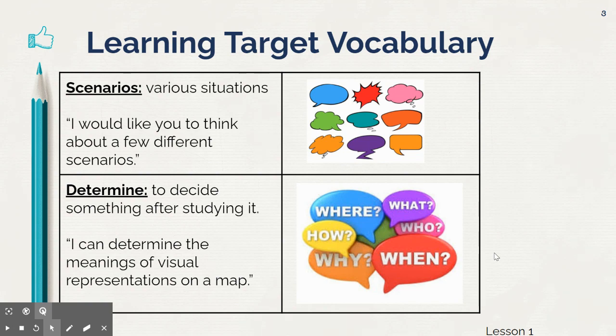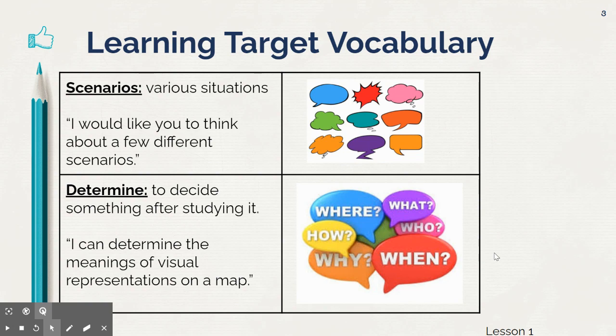So the first word we have here is scenarios, which means various situations. A good sentence example there is, I would like you to think about a few different scenarios. And we have a visual representation there as a bunch of comment boxes or different conversation boxes that you might see.